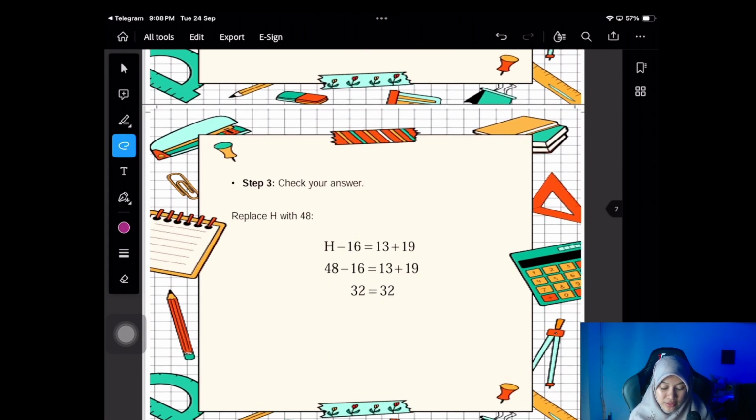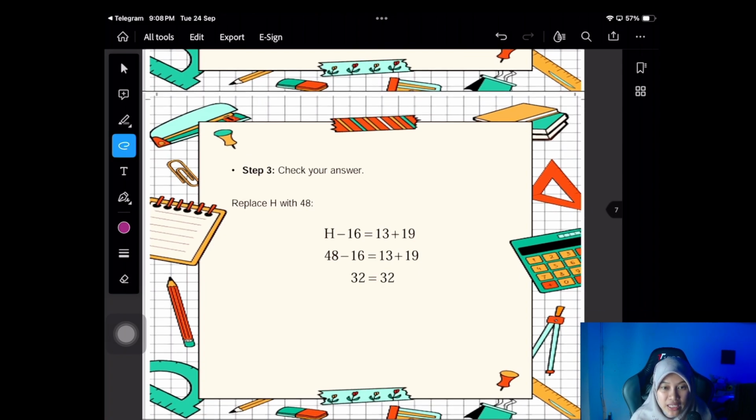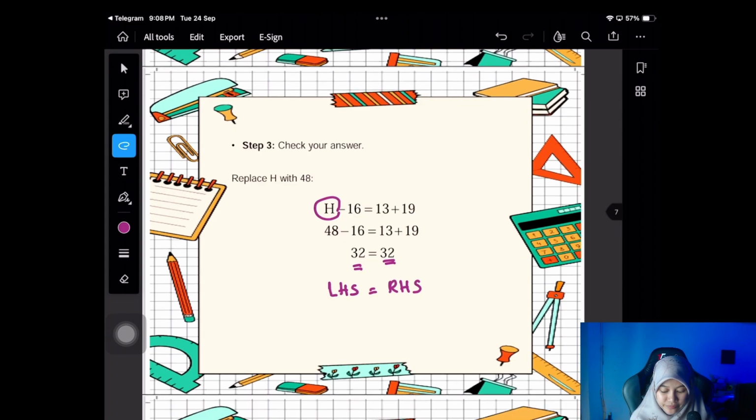Let's test our answer. We replace h with 48. 48 minus 16 is equal to 13 plus 19. And then we got 32 on the left hand side, and on the right hand side, we got 32. So our equation is true.